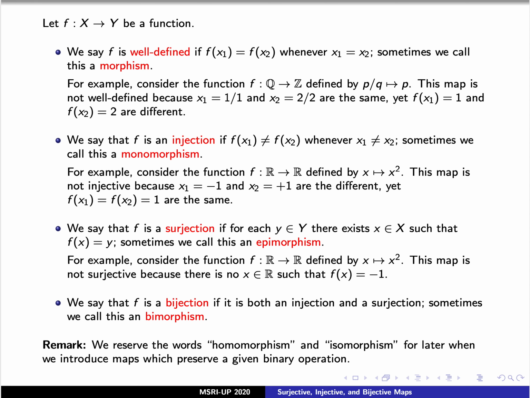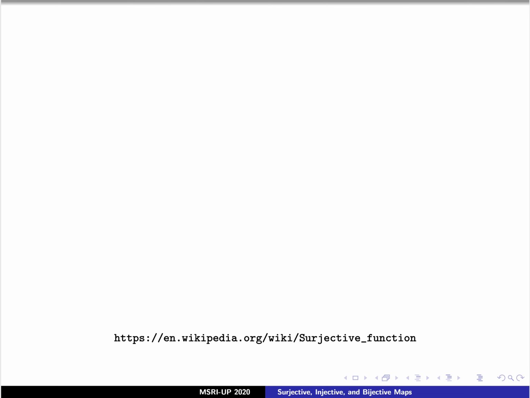As a warning, we're going to reserve the words homomorphism and isomorphism for later on in our lectures when we introduce maps that preserve a given binary operation. That is, maps that will somehow be related to groups. Now let me draw some pictures here to hopefully explain some of the ideas that we've listed so far.